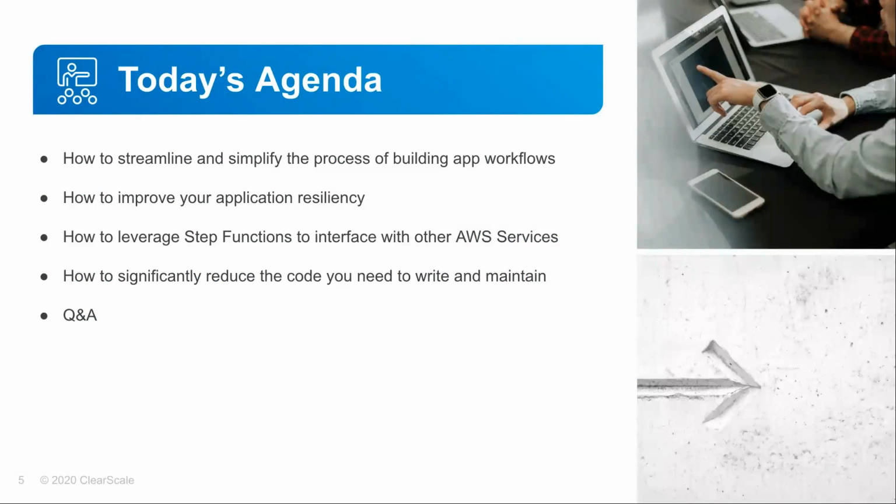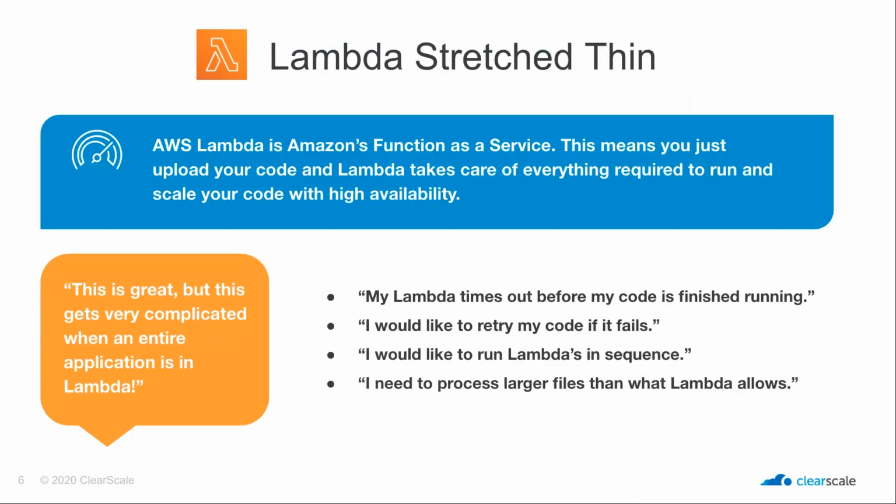So the agenda for today is how to streamline and simplify the process of building app workflows, how to improve your application resiliency, how to leverage Step Functions to interface with other AWS services, and how to significantly reduce the code you need to write and maintain. And then at the end of the presentation, we'll have a Q&A area. At any time, you can ask questions in the BigMark system, and we will answer those at the end of the presentation. Great, so let's get started.